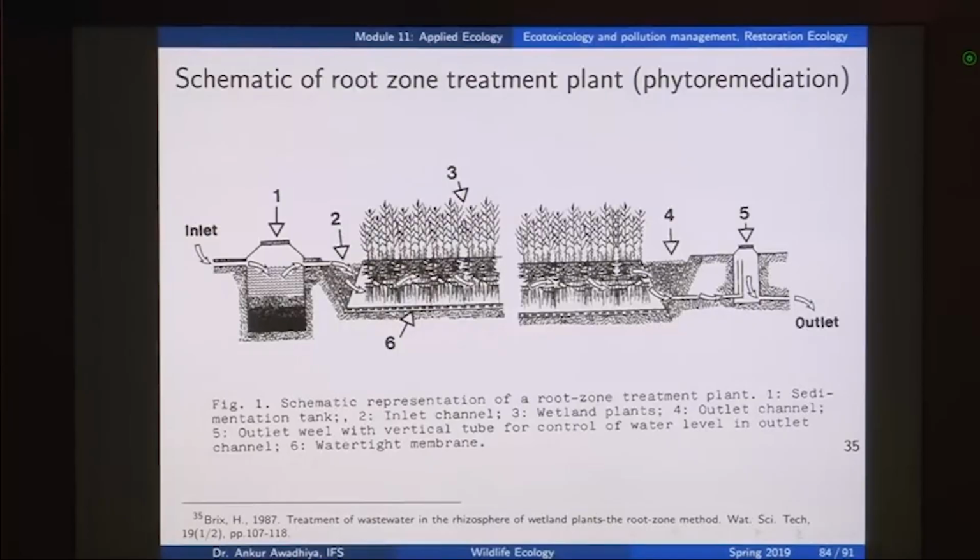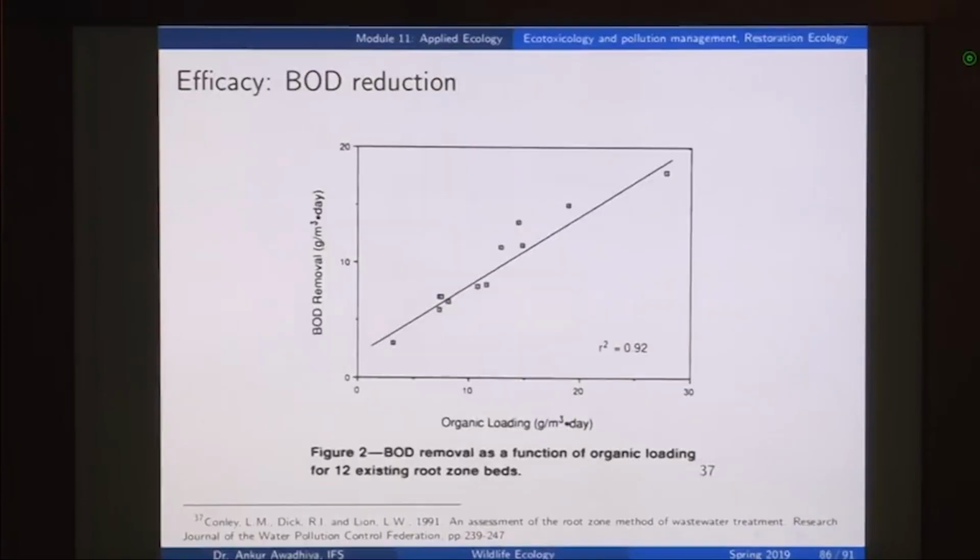Once that has happened, it reaches the second chamber, in which you can control the level of water, and then it moves out into an outlet. This outlet water can be used for irrigating different plants, for agricultural or horticultural purposes, or maybe you can release it back into the streams. These kinds of bioremediation or phytoremediation systems have a very good amount of efficacy.